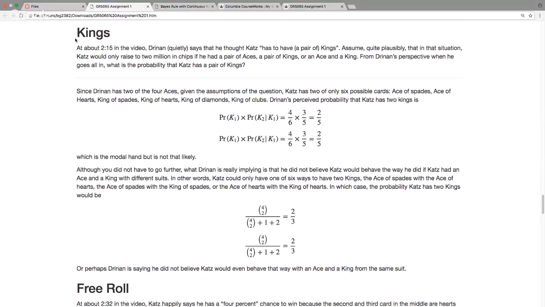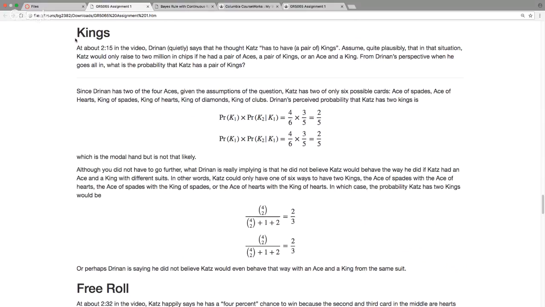But Drynan had two of the aces, which drastically limits the number of hands Katz could have with an ace in it. And so the probability that he has two kings, given that he only has aces or kings, comes out to 2/5, which might seem a little bit low since Connor Drynan said, I thought he had to have kings. So you didn't have to work it out.